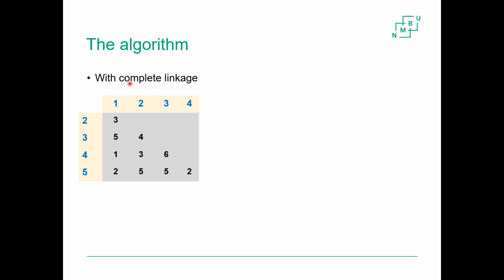The complete and the single linkage are the easiest ones. The average linkage requires more labor, more work, because you have to compute the averages all the time. It's not more difficult to follow. It just involves more work. But the complete and single linkage are easier because it's only maximum or minimum distances.